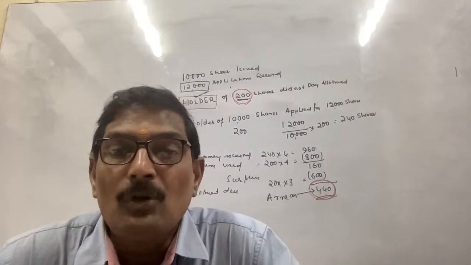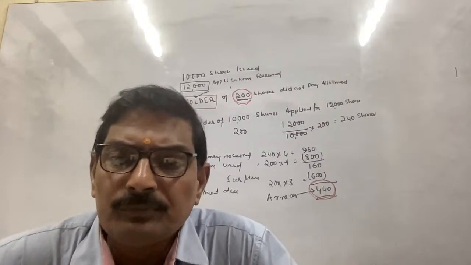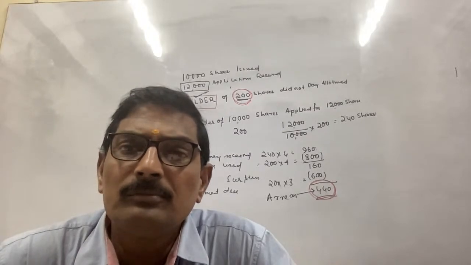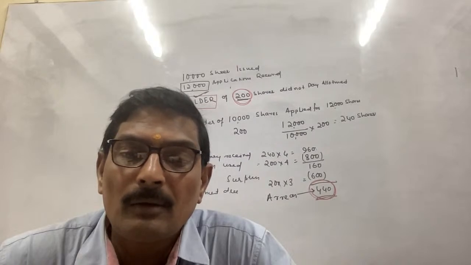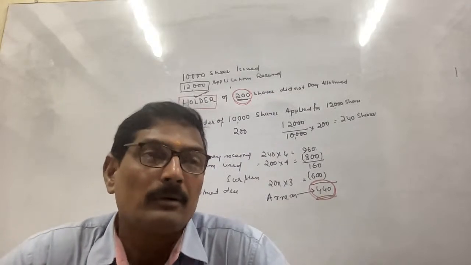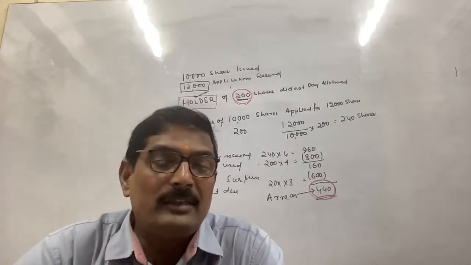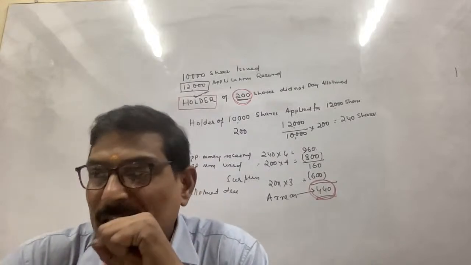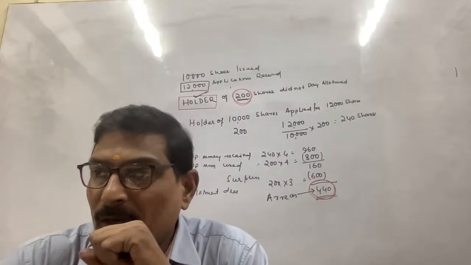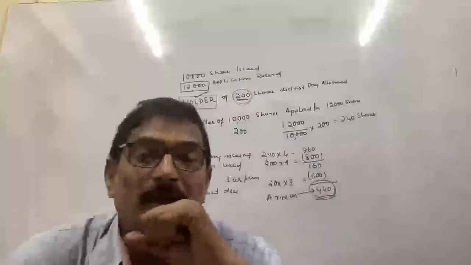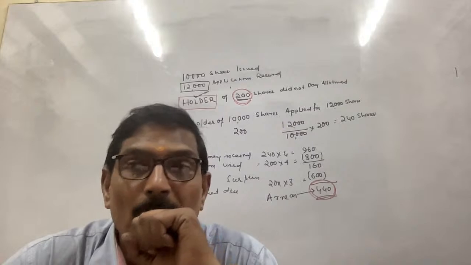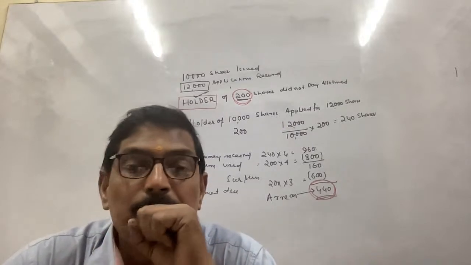Next, for first and final call due, write down share first and final call account debited, 30,000, to share capital.